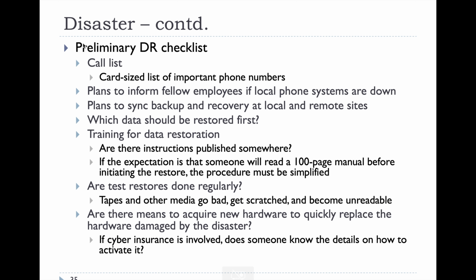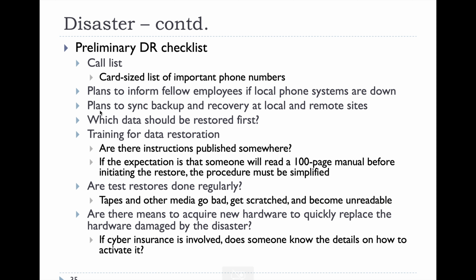So usually a disaster plan will have a preliminary checklist that includes the call list: who do we call in case of an incident, and the plans to inform fellow employees if local phone systems are down. For example, if the local phone system is not working because of heavy rain or a hurricane, how do we communicate with our employees? So there should be a backup idea instead of communicating with them using the local phone system.